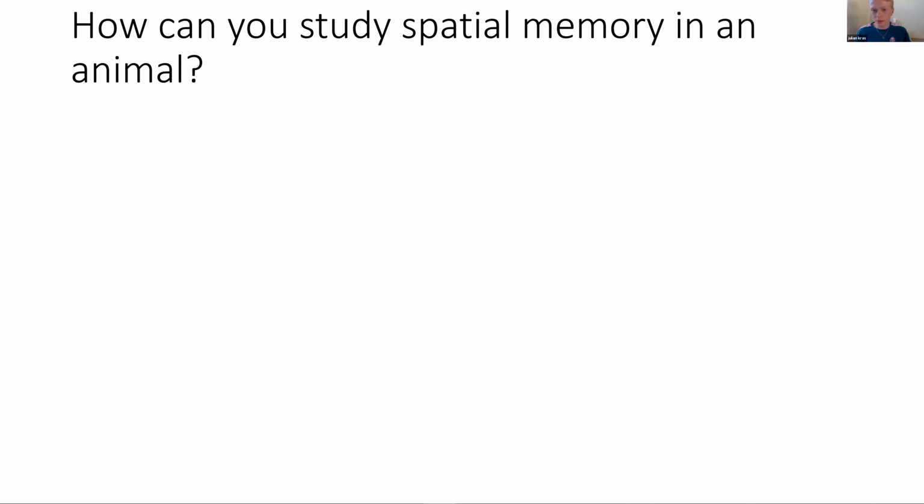Spatial memory for an animal can be like seeing if the animal still remembers where you hide some food or something. Or for humans, it can be mapping or knowing directions.